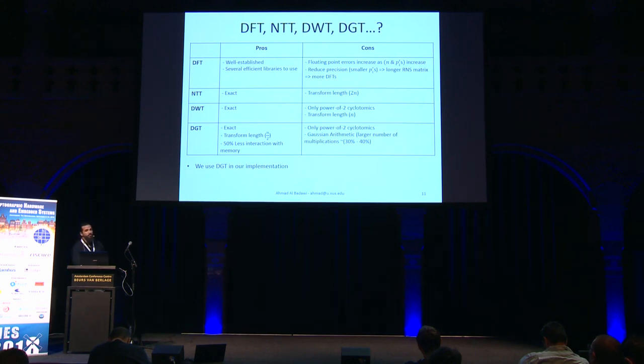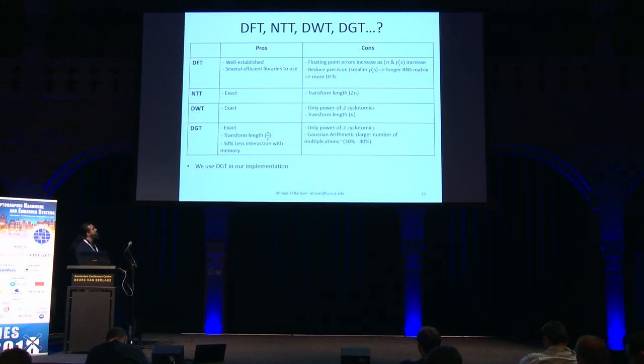Other transforms, which are extensions of the DFT over Galois fields, like the NTT, DWT, and DGT, the nice thing about them is that they are exact. But the difference between them is the transform length. In NTT, you will need to do a 2n transform. In DWT, you can do it using n. In DGT, you can do it using an n over 2 transform length. And this is quite interesting because, as we will see later, if you want to implement this transform on GPU efficiently, you will need to store the powers of the primitive roots of unity. And on GPU, we are quite limited in fast memory, and you will need to shrink the size of these lookup tables as much as you can. And that's why DGT happens to be quite useful for this problem.